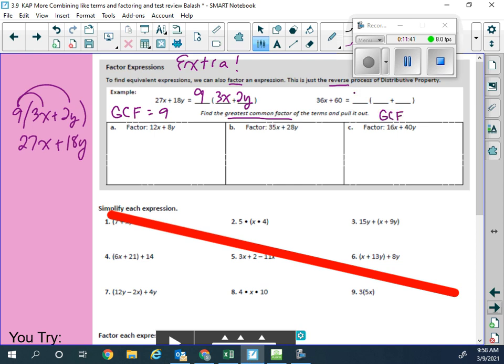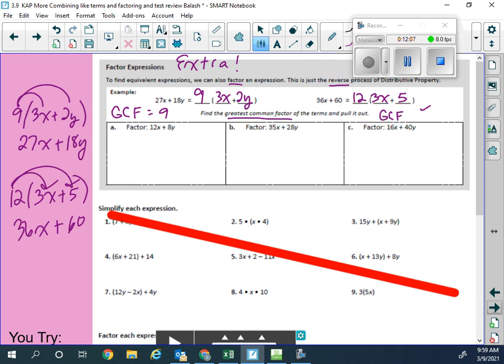It would be 12, okay? 12 to 36x would be what? 3x. 12 to 60? 5. Okay, again, let's come down here and just check it. 12 times 3x would be 36x. 12 times 5, 60. So we know we got it right.